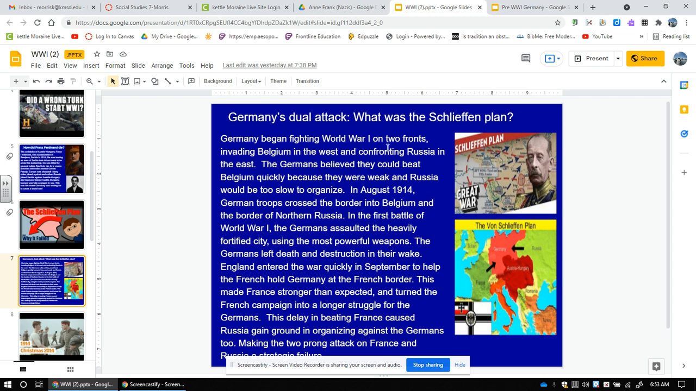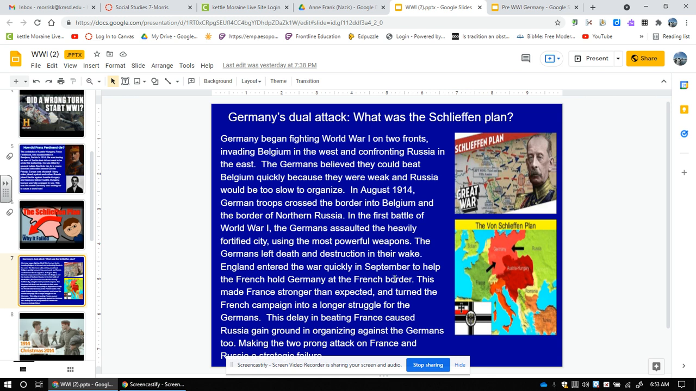Germany began fighting World War I on two fronts, invading Belgium in the west and confronting Russia in the east. The Germans believed they could beat Belgium quickly because they were weak and Russia would be too slow to organize. In August 1914, German troops crossed the border into Belgium and the border of northern Russia. In the first battle of World War I, the Germans assaulted the heavily fortified city, using the most powerful weapons. The Germans left death and destruction in their wake.